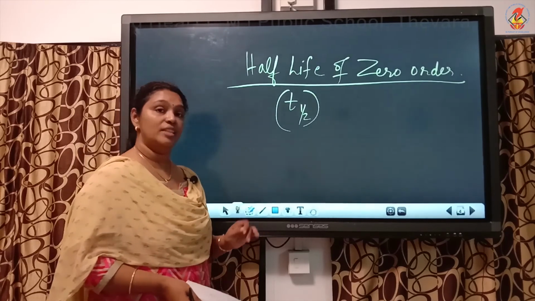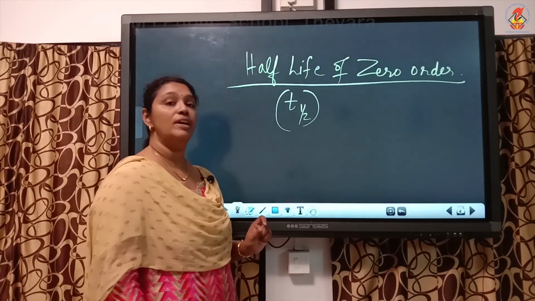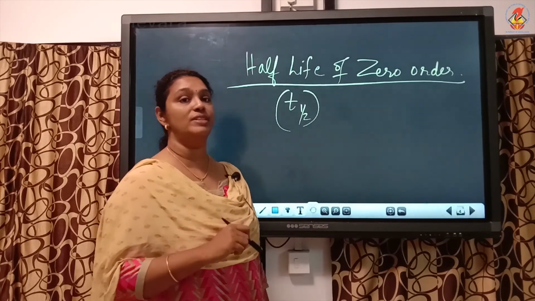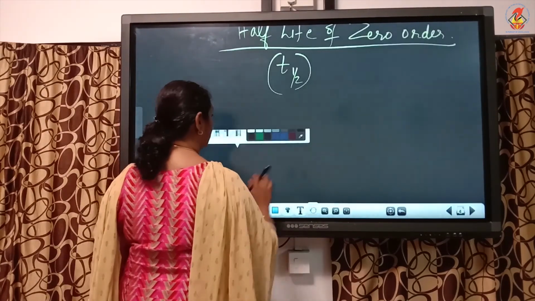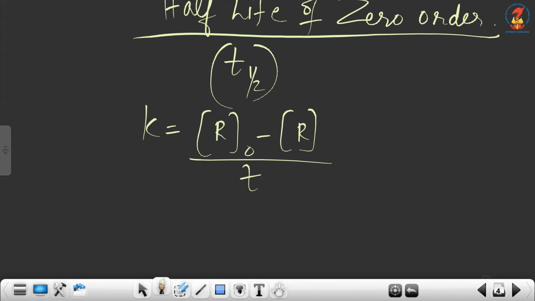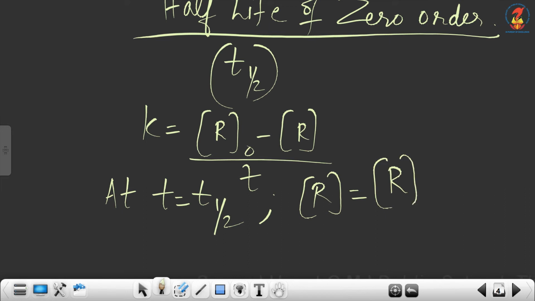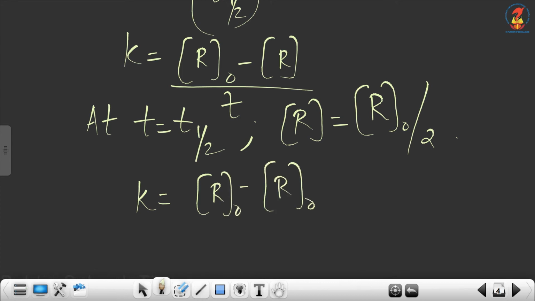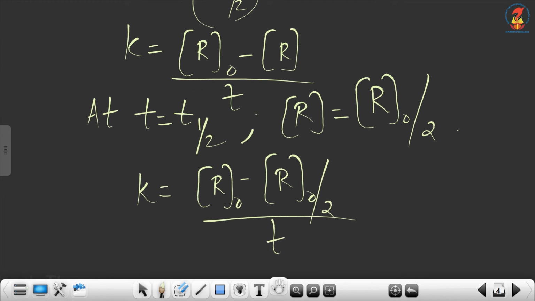Now let's find an expression for the half-life of a zero order reaction. So we will start the derivation from the expression of rate constant for a zero order reaction. We know the expression for rate constant is K is equal to R0 minus R by T. Now at T is equal to T half, we have R is equal to R0 by 2. So substituting R is equal to R0 by 2 in the expression for rate constant K, we have R0 minus R0 by 2 divided by T.